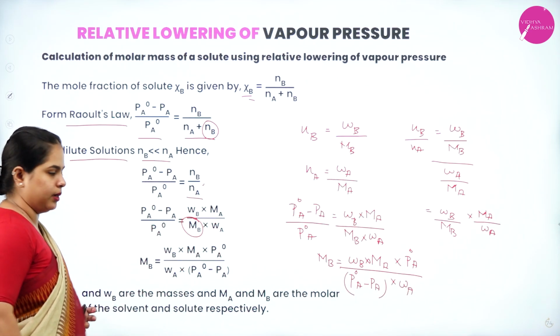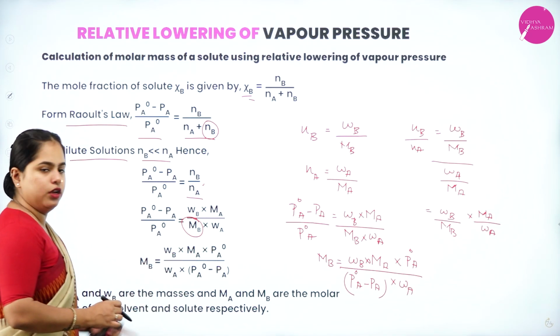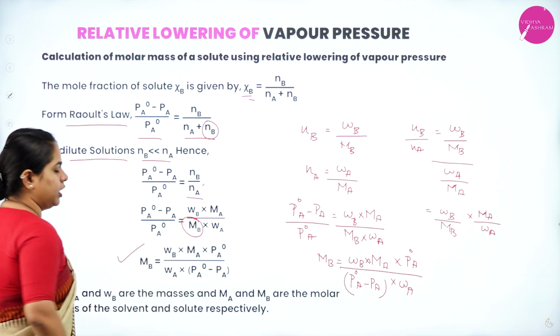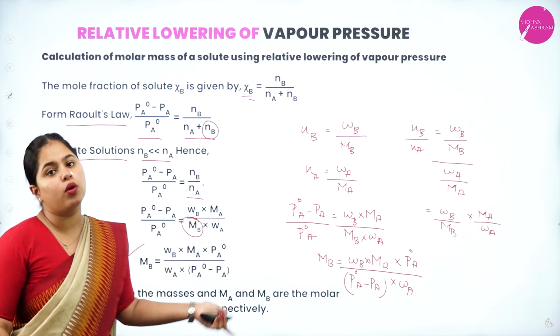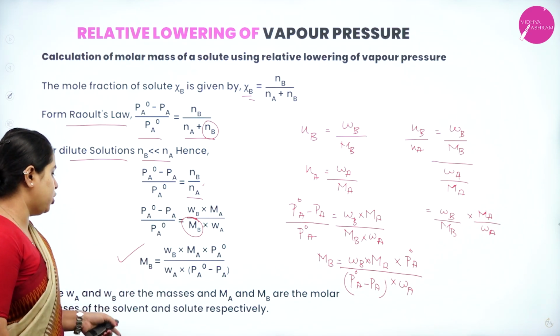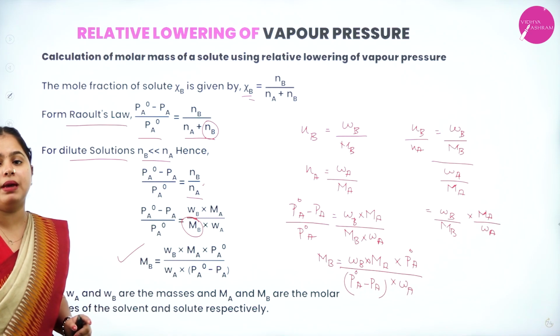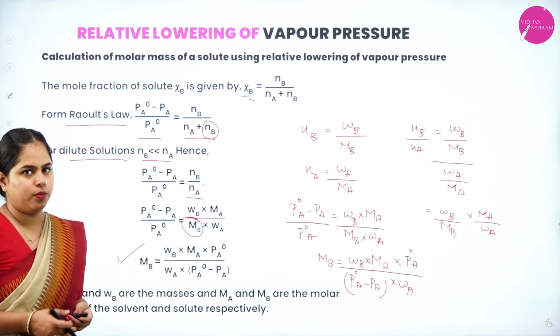That is what you can see here. So, Mb is Wb into Ma into P naught A divided by Wa into (P naught A minus Pa). This is the equation to calculate the molar mass of solute based on relative lowering of vapor pressure. I hope it is clear. Here Wa and Wb are the masses and Mb and Ma are the molar masses of the solute and solvent respectively. I hope that is clear.